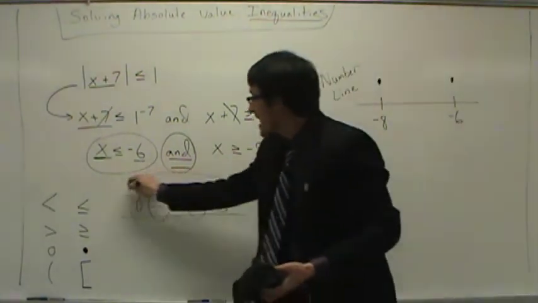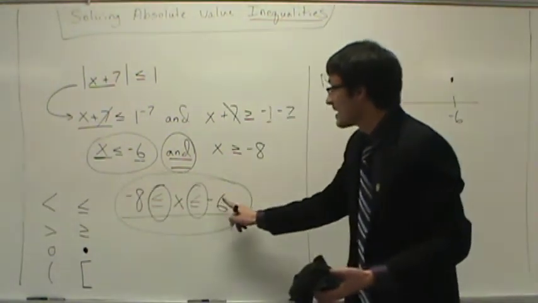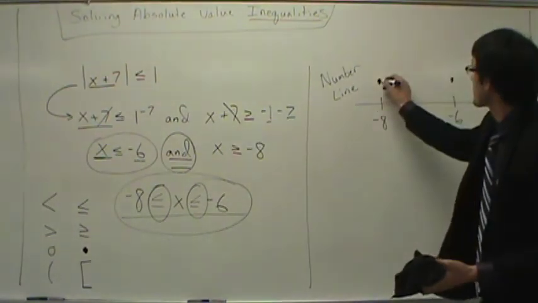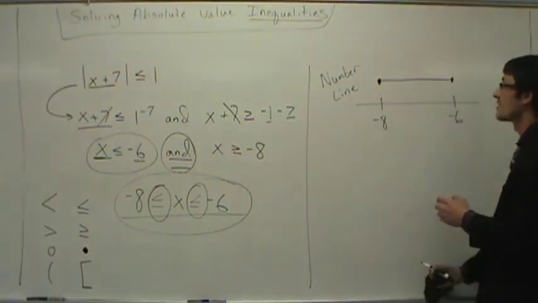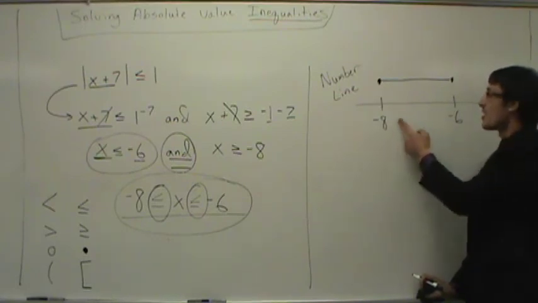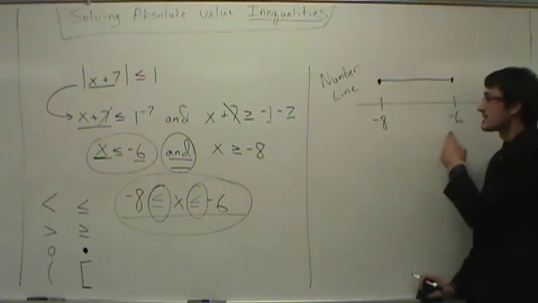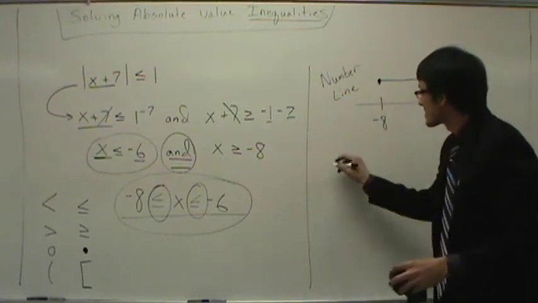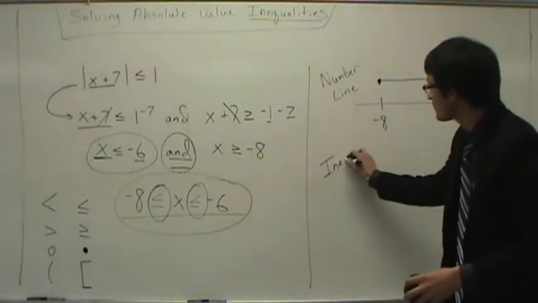We read this as x is between -8 and -6, and we're going to connect these. Okay. So what this says is that the numbers that make that true are the numbers that are between -8 and -6. Okay. Now, next, inequality notation.